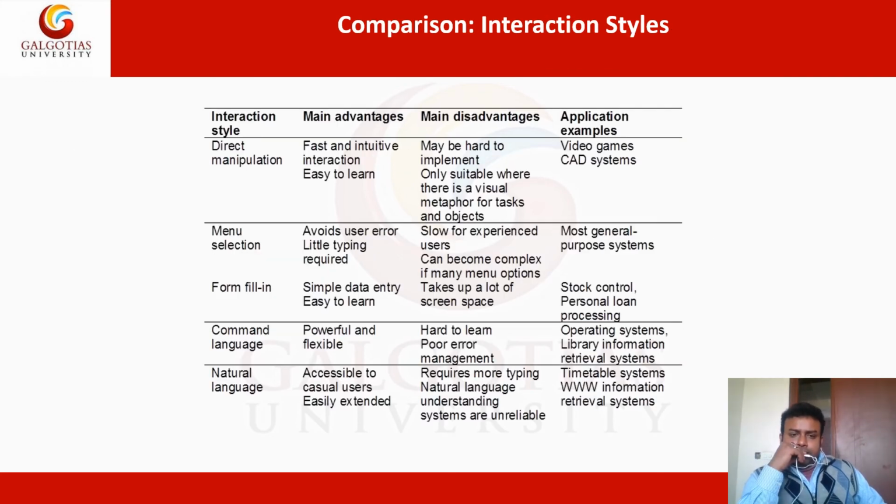So here is the comparison between these five different types of interaction style: direct manipulation, menu selection, form filling, command language, and natural language. Direct manipulation is fast, intuitive interaction for the easy learner. Menu selection also avoids user error. Little typing is required. In menu selection, the options are given there, so there is no chance of user error.